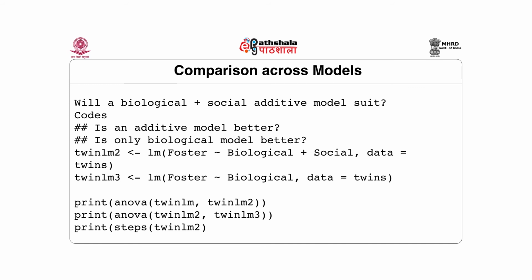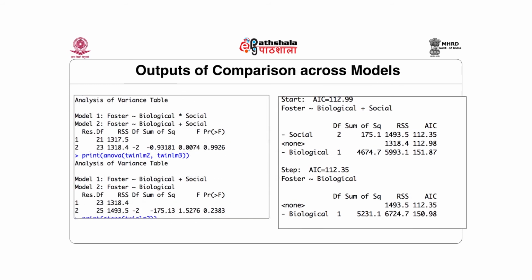Okay. So we do it in two ways. One is the analysis of variance tables, and the other is with the other one. And what is really important here is then we'd like to see what happens when we add biological parameters to it. So in the first model, we are looking at the biological times social, and the second one where we're going to take a look at the biological plus social model.